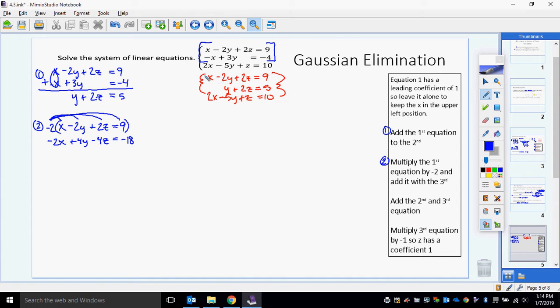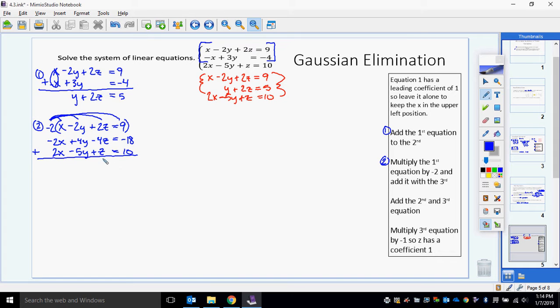Okay, so all I've done was just changed my equation 1 to match equation 3, right? I haven't yet eliminated equation 3's x value, which is what I want to do now. Okay, so I'm going to add it with equation 3, which is 2x minus 5y plus z equals 10.